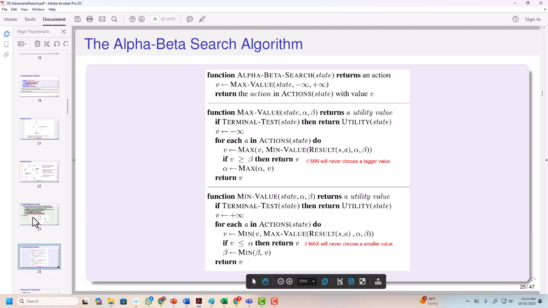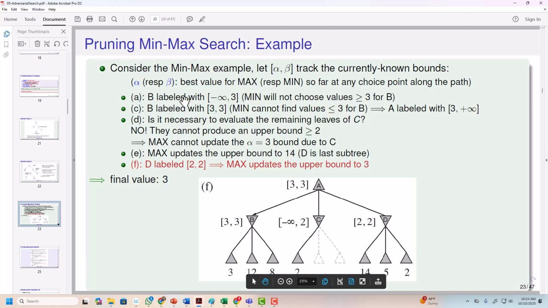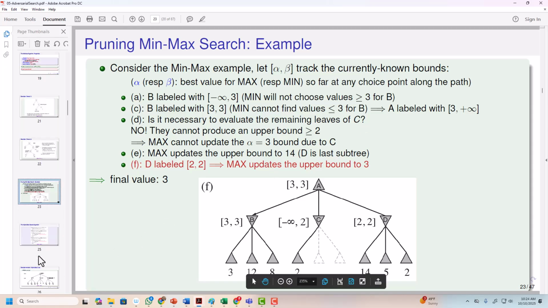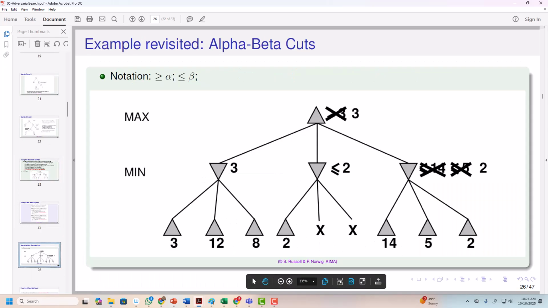So let's see how it works. That's exactly explained here. For alpha with respect to beta, the best value, and with respect to beta is with respect to min. Okay, so now let's see this example here, which is basically to understand the idea of alpha beta pruning.